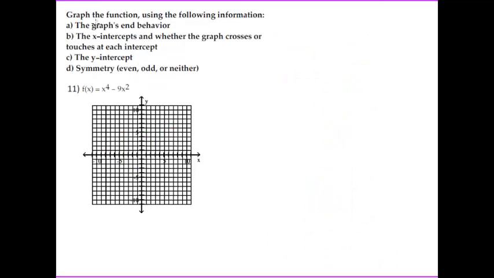Another one like number 10, now number 11. This one works fine. We're not going to have to change it, so that's nice. And we're going to start off with A, the graph's end behavior comes from the leading coefficient test. So you look at the first term, it's a positive term and it has an even power. We look at our chart and we see that means that it rises to the left, rises to the right. That's from our chart.